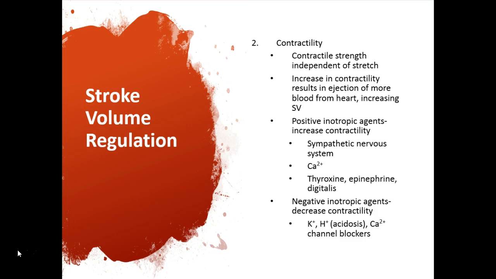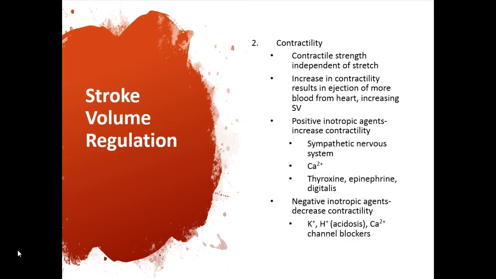Those that decrease contractility are negative inotropic agents. So stroke volume increases when positive inotropic substances are present, and those often promote calcium inflow during cardiac action potentials, and that's going to strengthen the force of the next contraction as more and more muscle cells are going to contract.